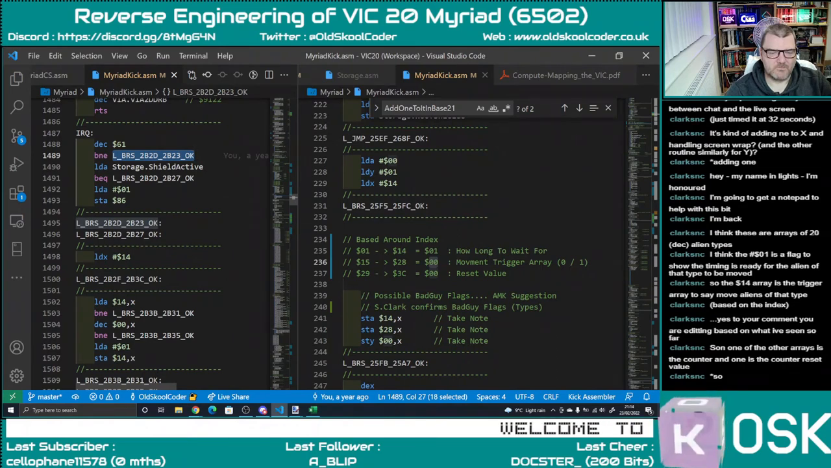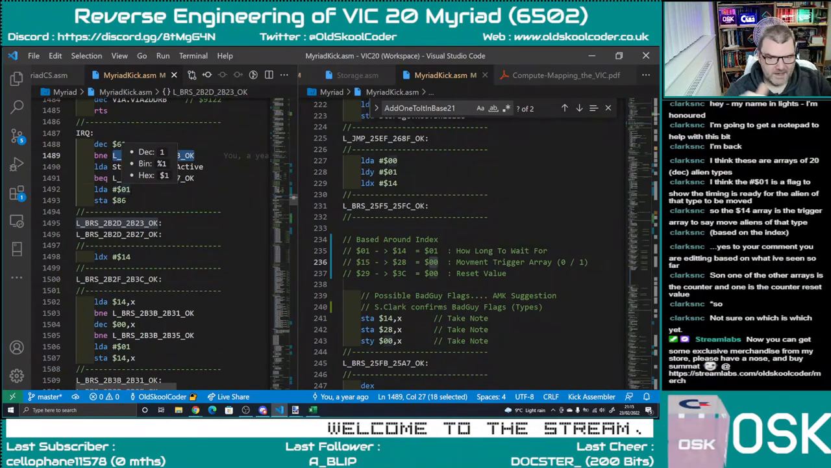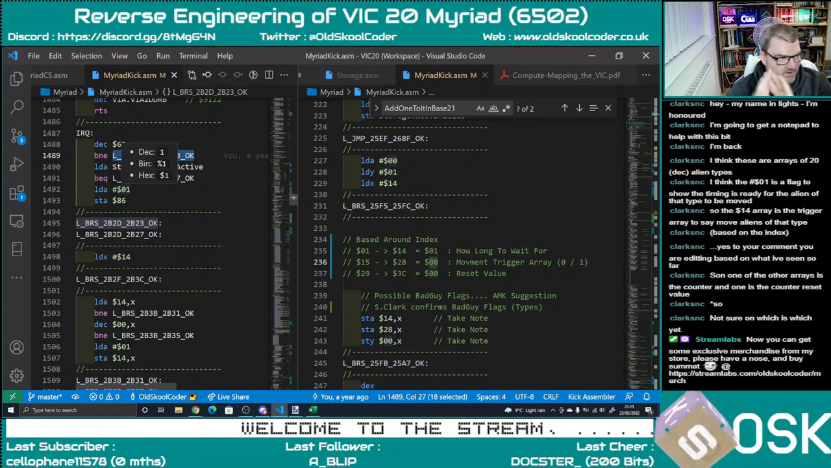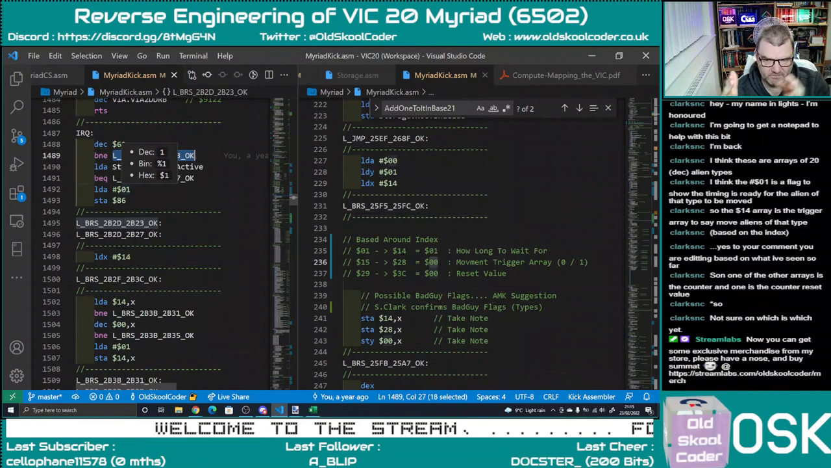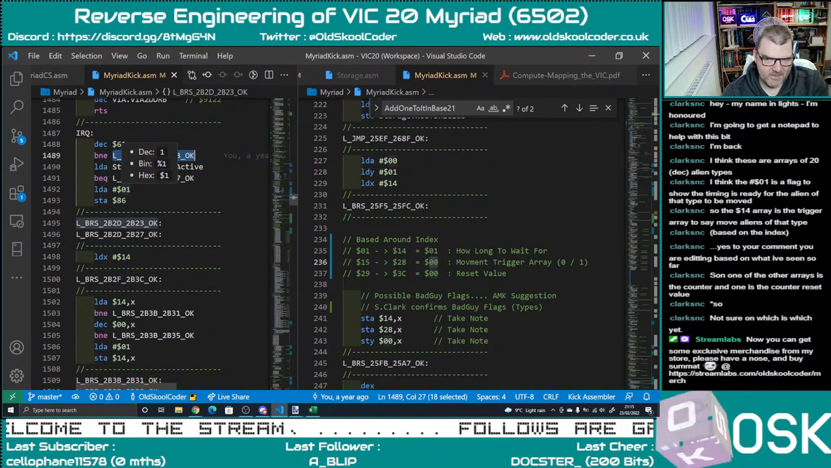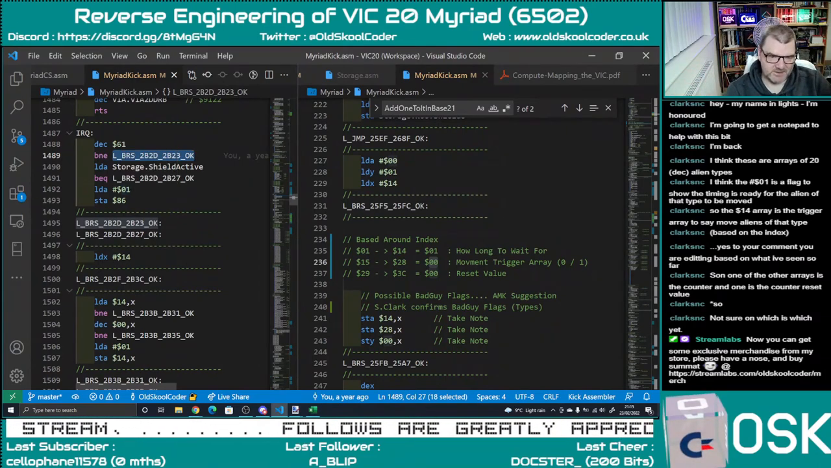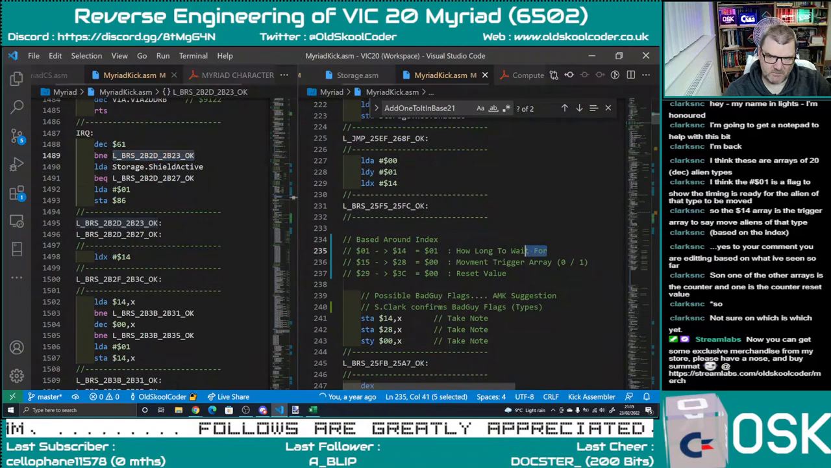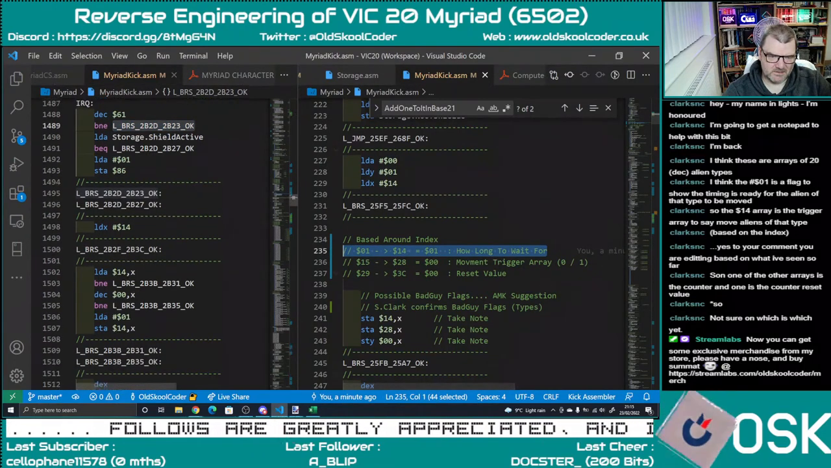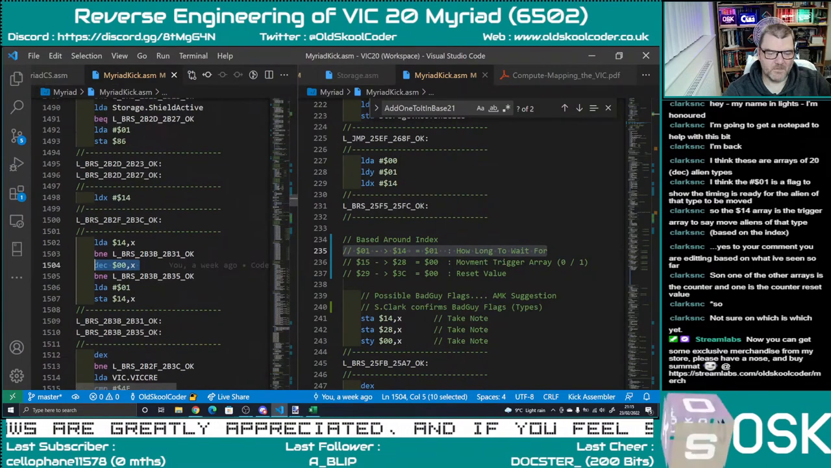Right. We can move the comments around. But based on what you've said, they're the three arrays. We're not quite sure which one's which, but I've got a sneaky suspicion that the first array is the counter, just because of this here.